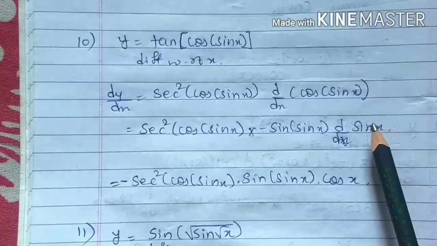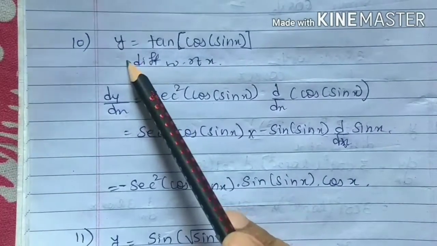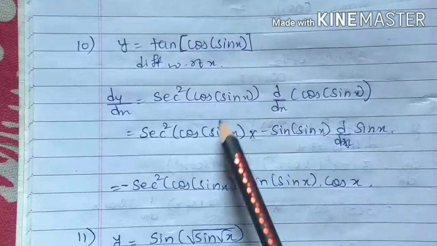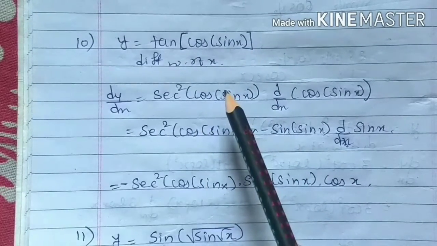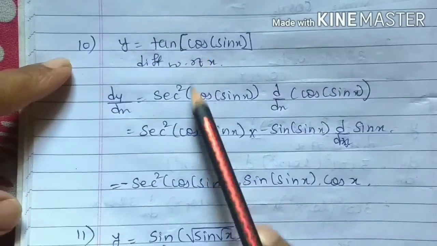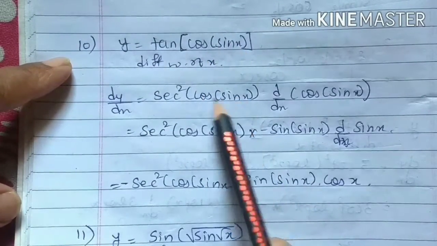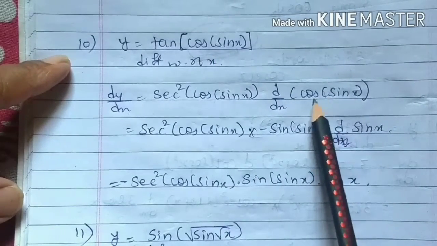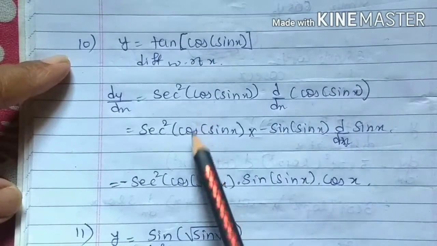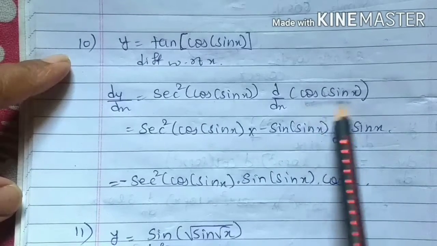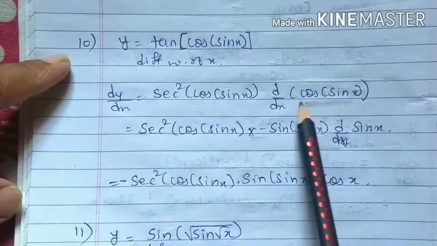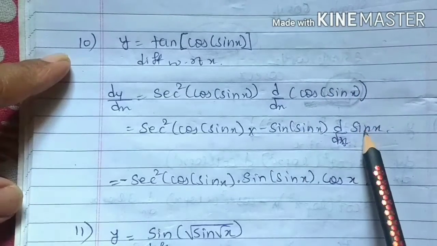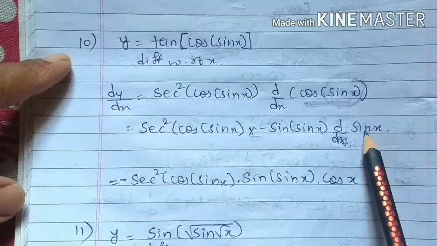Now let us see the last sum. Y is equal to tan(cos(sin x)). What is the derivative of tan? Standard function sec square. So same, sec square cos sin x, लेकिन angle is cos sin x. So again I have taken the derivative of cos sin x angle. So sec square वैसे ही, what is the derivative of cos now? Cos का angle is sin x. Cos का derivative क्या? Minus sin of sin x.